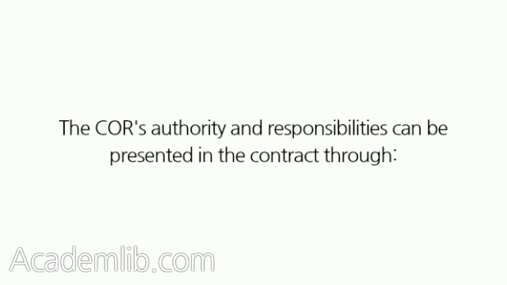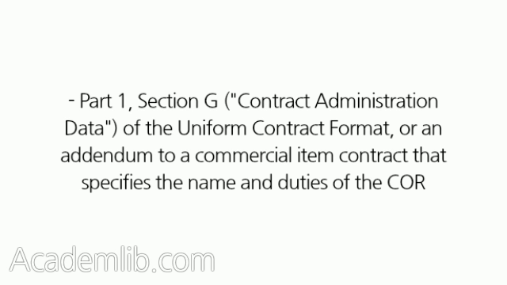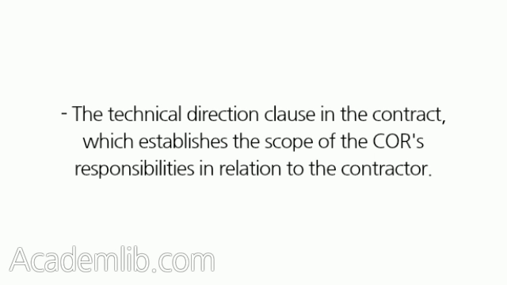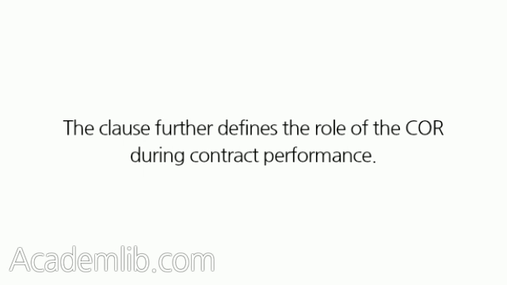Contract requirements. The COR's authority and responsibilities can be presented in the contract through Part 1, Section G, Contract Administration Data, of the Uniform Contract Format, or an addendum to a commercial item contract that specifies the name and duties of the COR. The Technical Direction Clause in the contract establishes the scope of the COR's responsibilities in relation to the contractor. The clause further defines the role of the COR during contract performance.